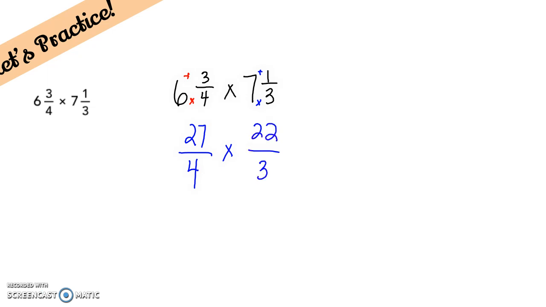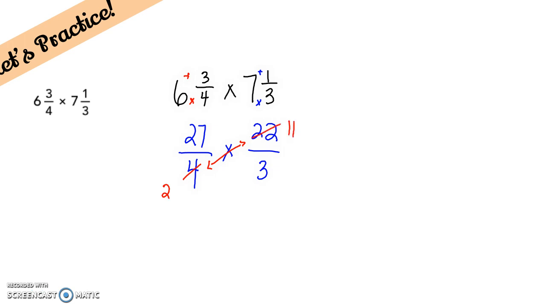Now, you need to look both ways to see if these can be simplified. If you look across here, you've got 4 and you've got 22. Well, nothing times 4 gives you 22, but those are both even numbers. And any even number can be divided by 2. So 4 divided by 2 leaves you with 2, and 22 divided by 2 leaves you with 11.